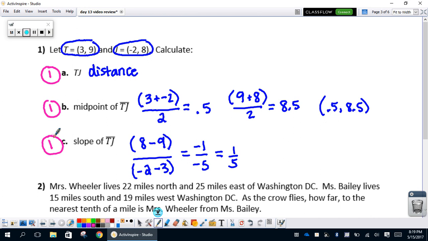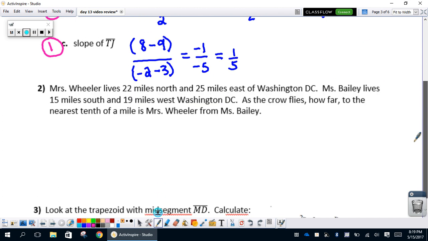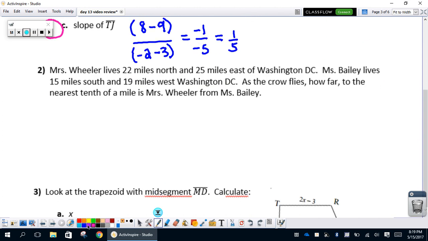Okay? Moving on to number 2, you have Miss Wheeler and Miss Bailey. We each live a specific distance away from Washington, D.C. So I would put D.C. right in the center. Okay, and I'm going to do Miss Wheeler lives 22 miles north. Okay, and then 25 miles east. This is just a sketch. And then I live 15 miles south and 19 miles west.